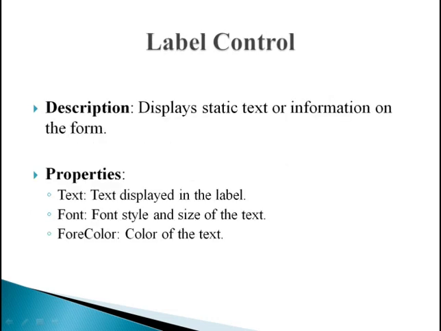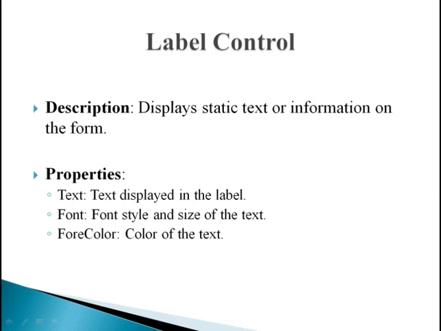Next, after the button control, we'll discuss the label control. The label control displays static text or information on a form. It is also one of the fundamental controls in many applications. Let me move over to the properties. The label control has several properties which can be used to customize its appearance and behavior. Same as before, we are using three properties here.